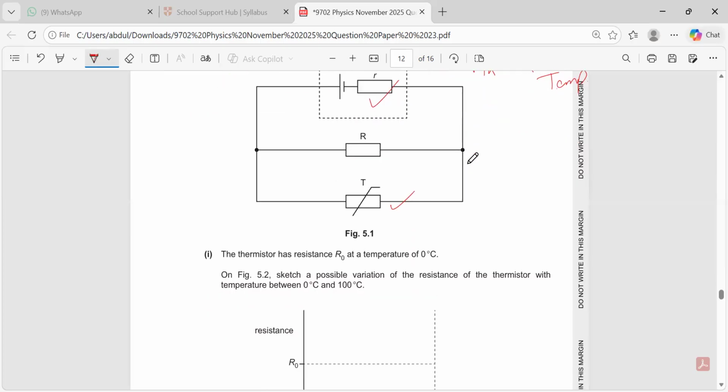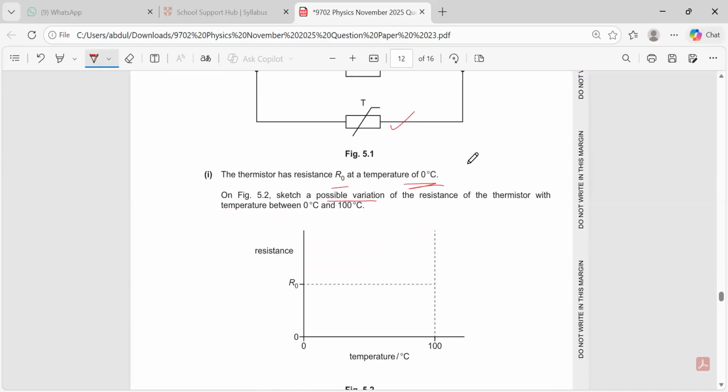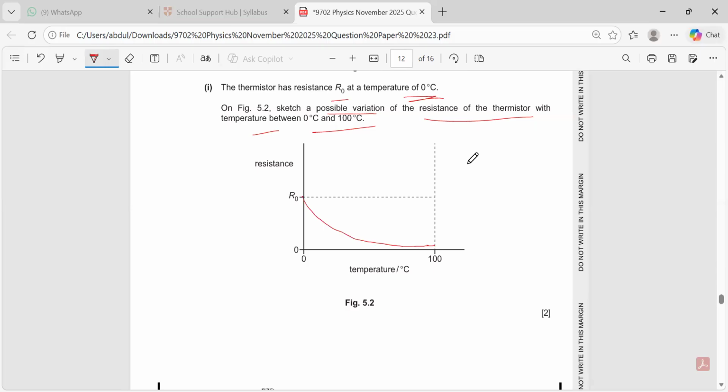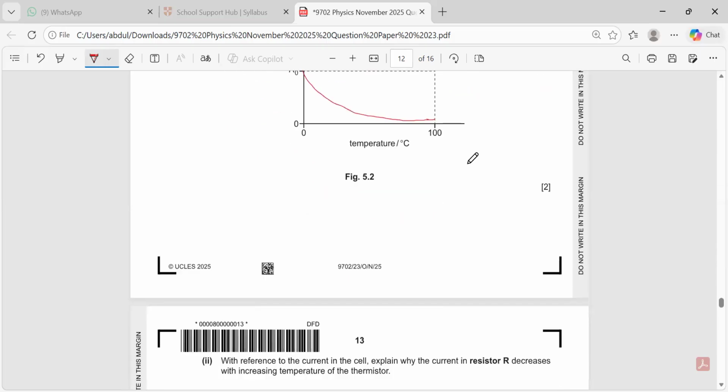The thermistor has a resistance at a temperature of 0 degrees Celsius. On the figure, sketch the possible variation of the resistance of the thermistor with temperature between 0 and 100. With a negative temperature coefficient, as the temperature increases, the resistance will decrease, but it will never become 0, just like the half-life curve. Something like this, stretch it till like this. Very simple, no need to worry. As the temperature is increasing, resistance is decreasing.